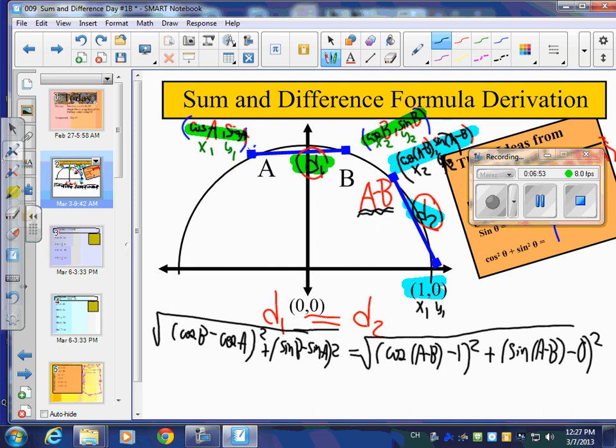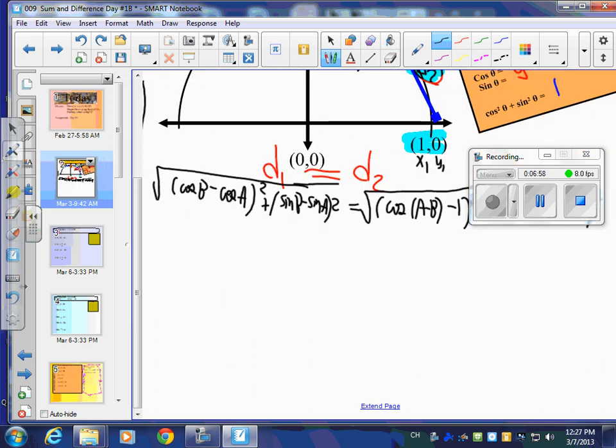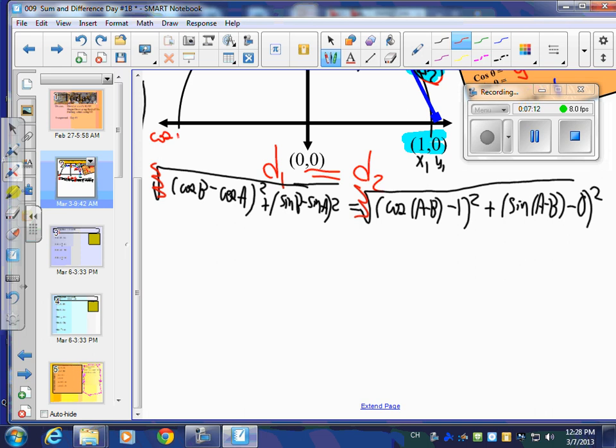I'm going to square both sides, if you don't mind. If I square both sides, I don't need to worry about these square roots anymore. So that's that. Now, I'm going to do the fun part. I'm going to do cosine b minus cosine a. Oh, shoot. How did that happen? I reversed those. I didn't want to do that.